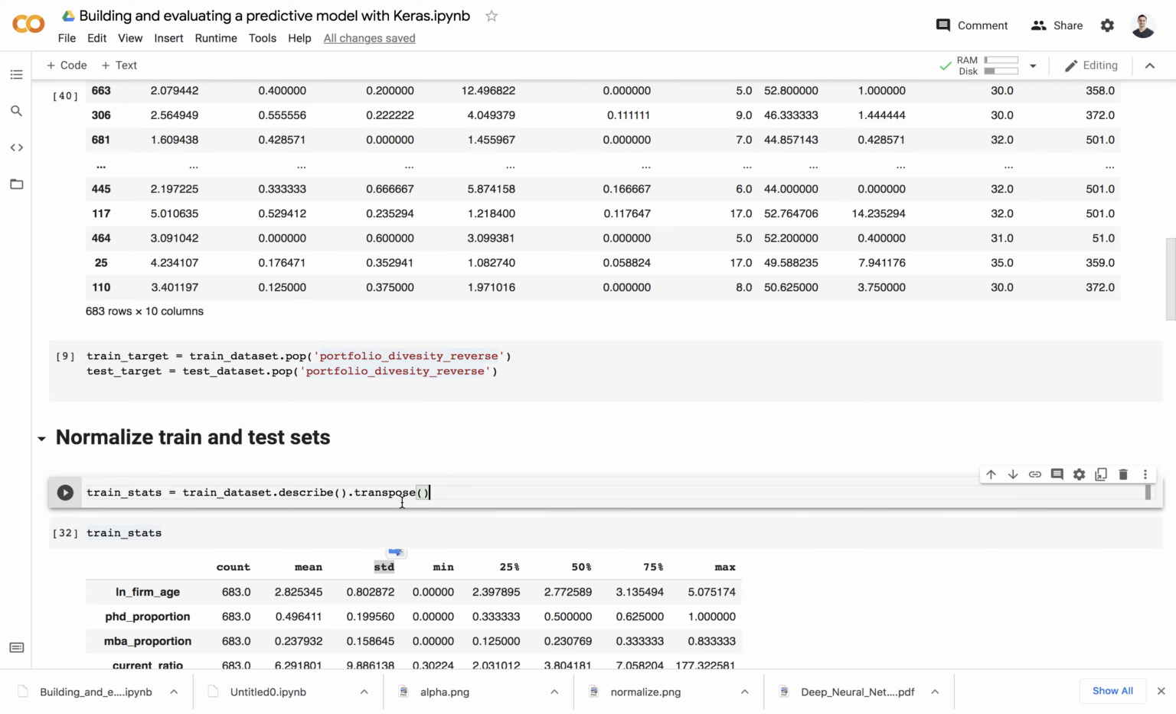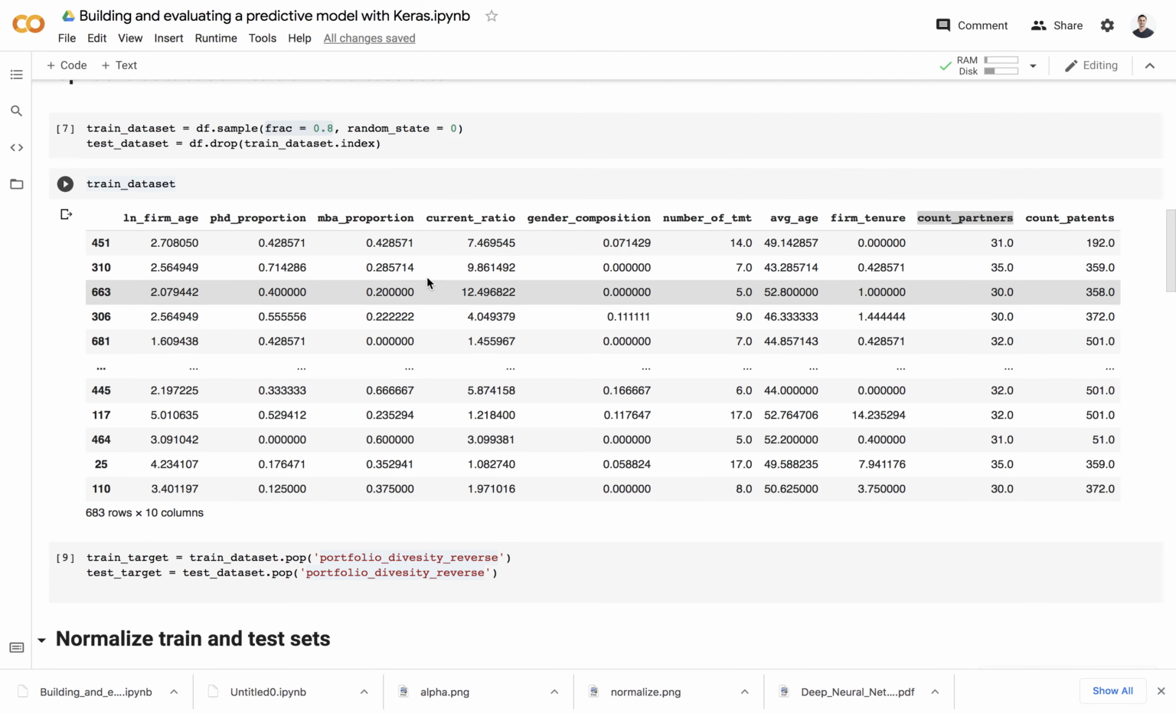Before I start any building, it's important that all variables have the same levels. For example, here MBA proportion and gender composition change between 0 and 1. They have smaller values, but for example, average age, count partners, and count patterns have large numbers. It's quite difficult for gradient descent to optimize these numbers and find the best coefficient parameters. Therefore, I need to normalize my variables before I build any model.